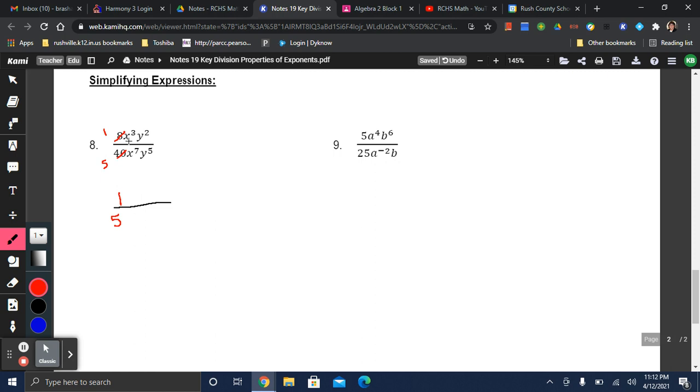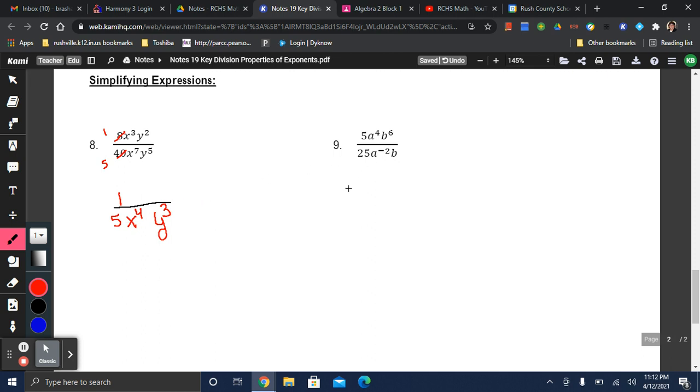So if you have x to the 7th and x to the 3rd, you're going to subtract 7 minus 3 and get x to the 4th power, but we're going to put it in the denominator because that's where the bigger amount was. And then we have y to the 2nd and y to the 5th. Again, I can take 5 minus 2 to get a 3, so I know I'm going to have y to the 3rd. My bigger amount is in the denominator, so I'm going to put my y to the 3rd in the denominator. And that would be then my final answer.